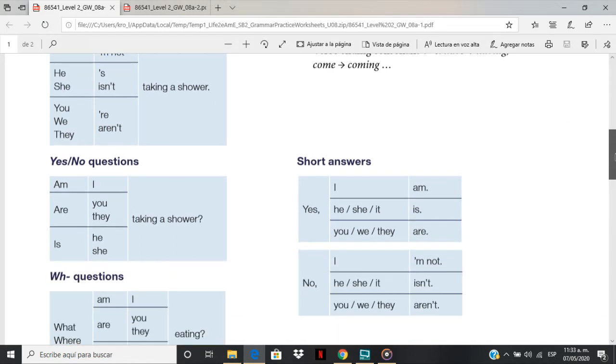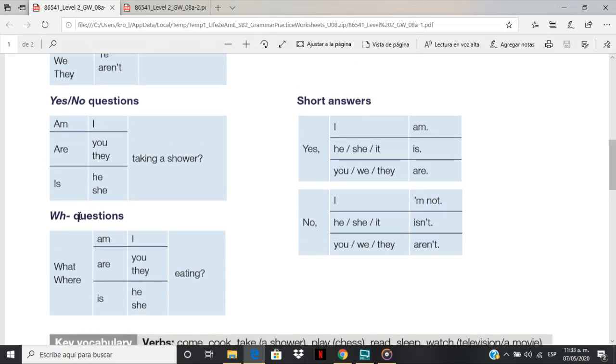In order to make the yes-no questions, remember that the auxiliary verb is the verb to be: are, is. The auxiliary verb is placed before the subject, yes? So, am I, are you, is he, and the complement with the gerund stays in the same position, right? The short answers are as follows. If you start your question with am, are, is, you have to use this in the answers. Yes, I am. Yes, he is. Yes, we are. The same happens if it is negative. No, I am not. No, he's not.